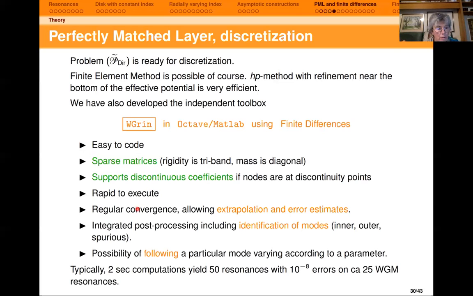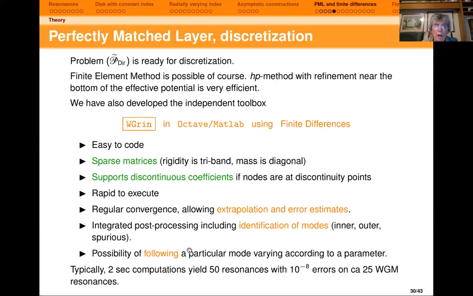It converges as the square of the small parameter of the method, and then you can extrapolate. You may have error estimates, and this is very, very precise and efficient. You may also have integrated post-processing, and decide from the computation if a mode is inner, outer, or spurious. Spurious is a solution that you obtain from the numerics that is linked with the PML method, and doesn't represent any correct resonance.